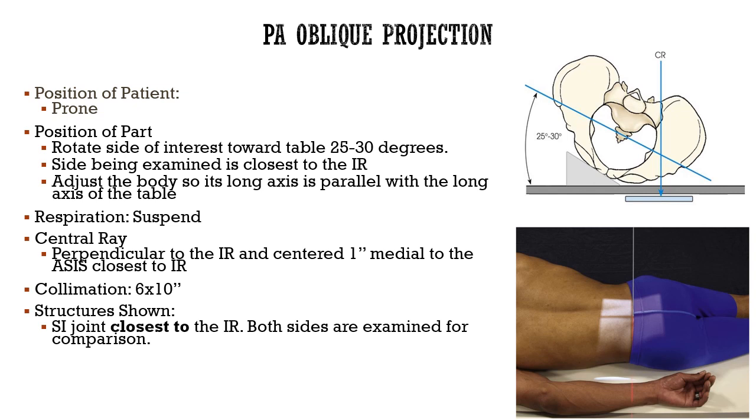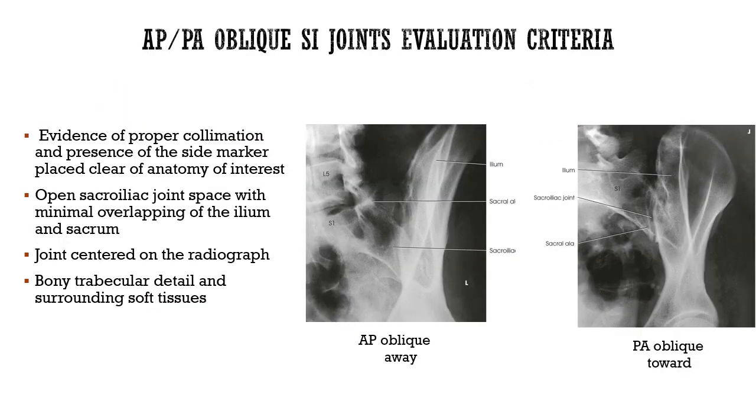We can also do a PA oblique projection instead with the patient prone. We'll do the exact same rotation, except we're looking at the side closest to the image receptor this time. We're going to do the exact same directions, except that the SI joint closest to the image receptor is shown, and we'll do both sides for comparison. So looking at the AP oblique projection, which shows the joint furthest from the image receptor or away, and the PA oblique projection, we're going to look at the SI joint closest to or toward the image receptor, and we're just going to open up that sacroiliac joint.